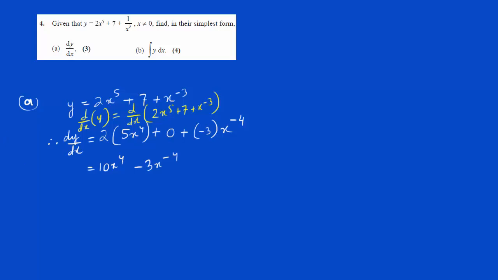Question number B is integration, and it is an indefinite integral. That means we have to write a plus c at the end. So integration of 2x to the power 5 plus 7 plus x to the power minus 3 dx. So 2 is the constant. If you integrate x to the power 5, it would be x to the power 6 divided by 6, plus if you integrate 7, it would be 7x, plus if you integrate x to the power minus 3, the power would increase by 1. That means it would be minus 2.